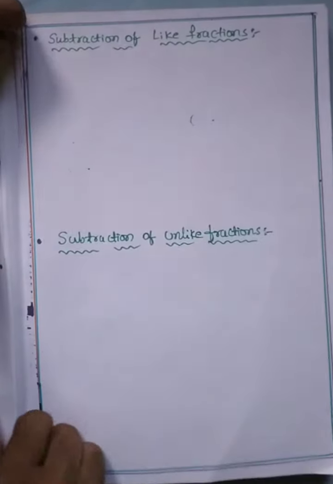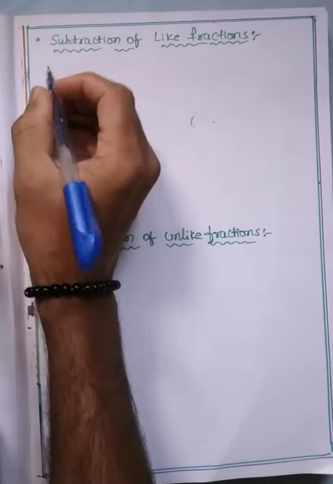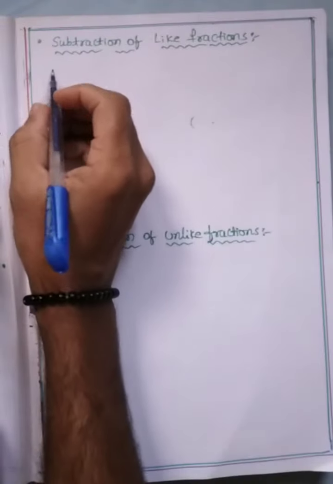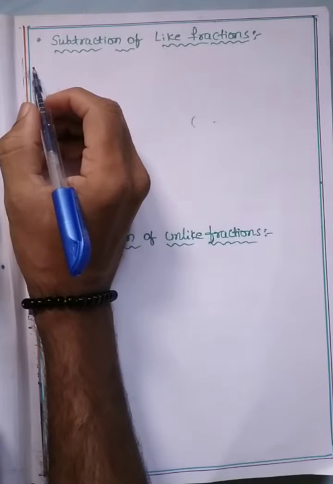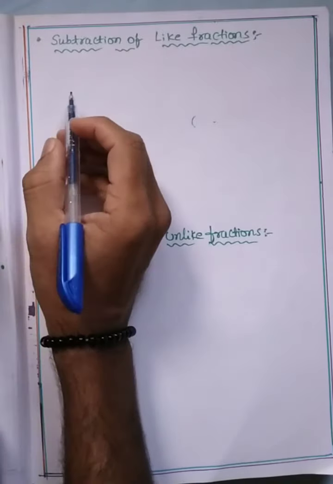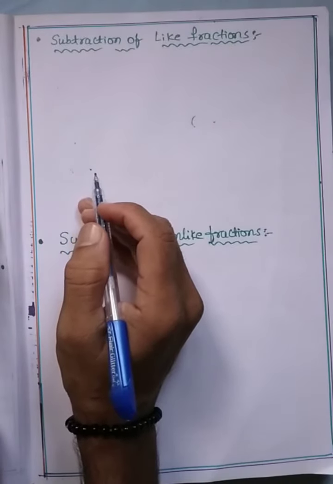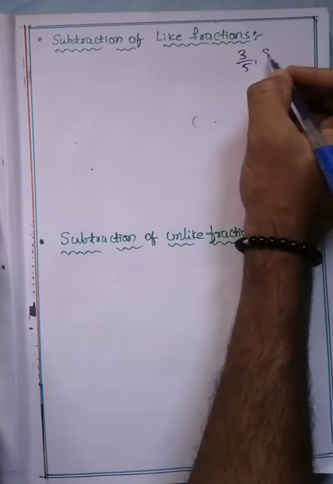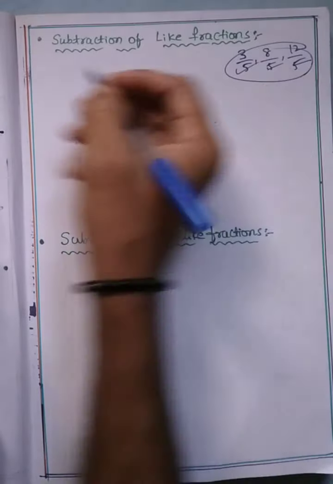Subtraction of like fractions. Which are called like fractions, we already discussed very clearly in our previous class. If you are given 2 or 3 or more than 2 fractions, and you observe that the denominators of those fractions are the same or equal, this type of fractions are called like fractions, like 3 by 5, 8 by 5, next 12 by 5. These are examples of like fractions. Denominator must be the same.